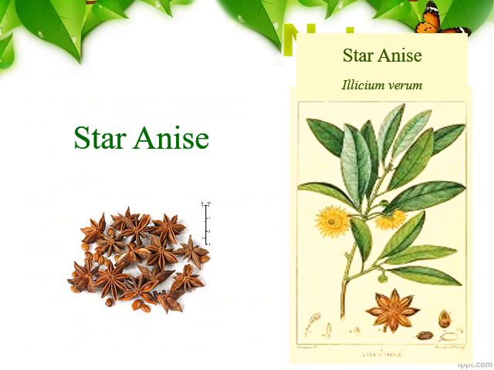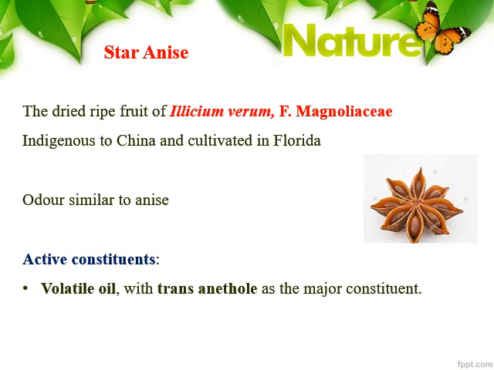An allied drug of anise, another fruit with a similar name, is star anise. Star anise has a star-like shape and the same characteristic odor as anise. It is a non-umbelliferous fruit obtained from the dried ripe fruits of Illicium verum, family Magnoliaceae. It is indigenous to China and cultivated in Florida. Sometimes it is called Chinese star anise.